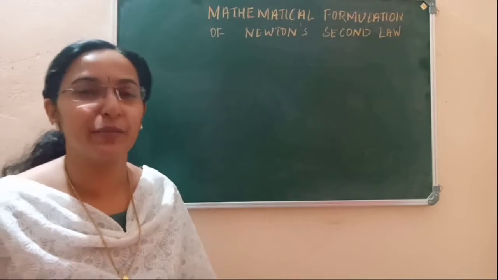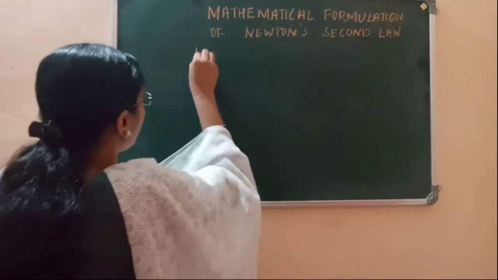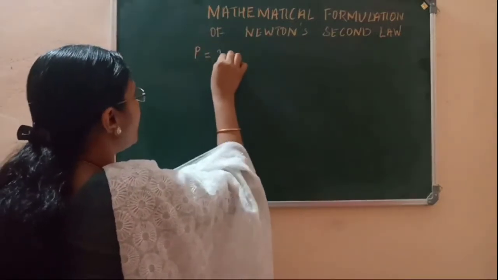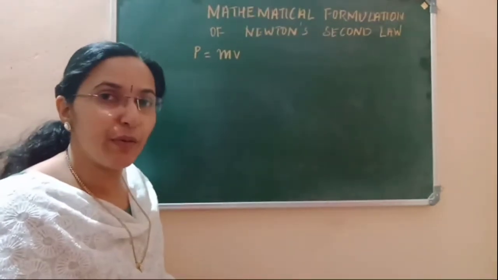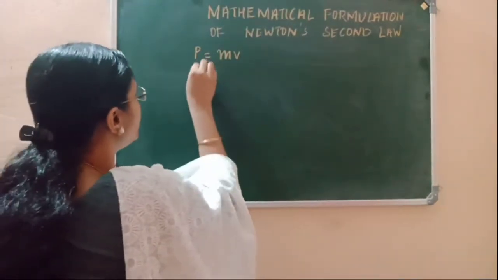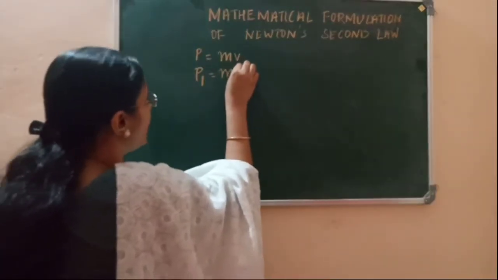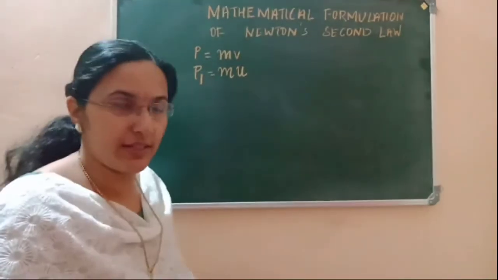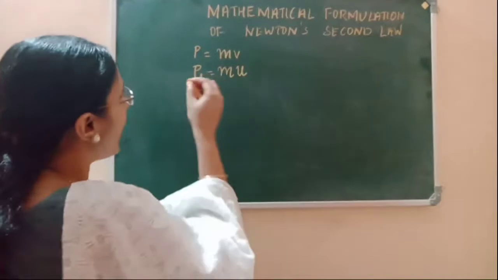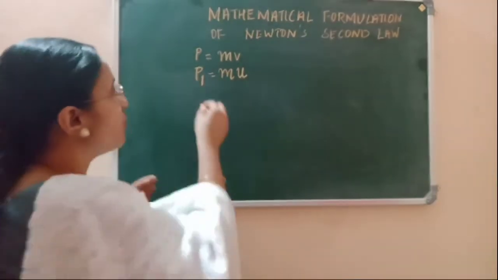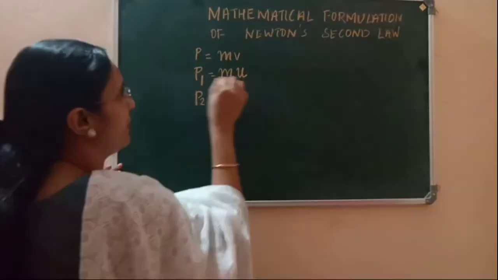You know what is momentum? It is the product of mass and velocity. Therefore, P is equal to mv. This is the equation of momentum. What about initial momentum? Yes, I can write P1 is equal to mu, where u is the initial velocity. Therefore, P1 is equal to mu. And what about the final momentum? Final momentum P2 is equal to mv.